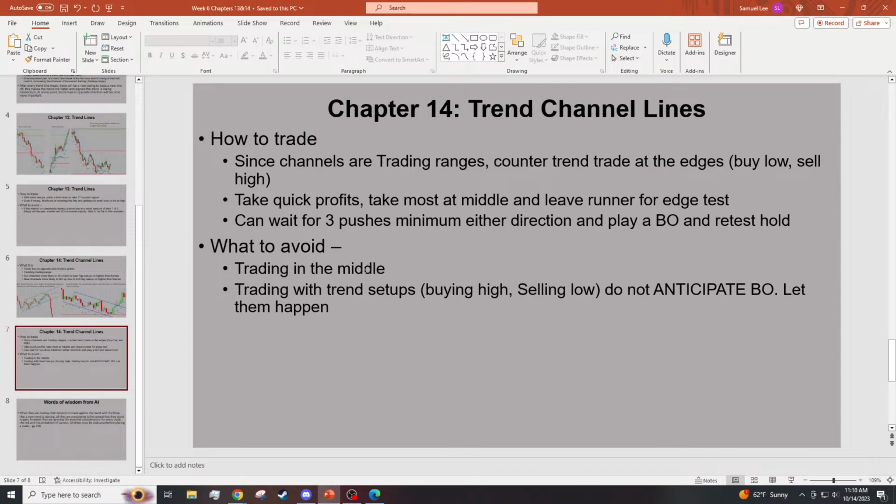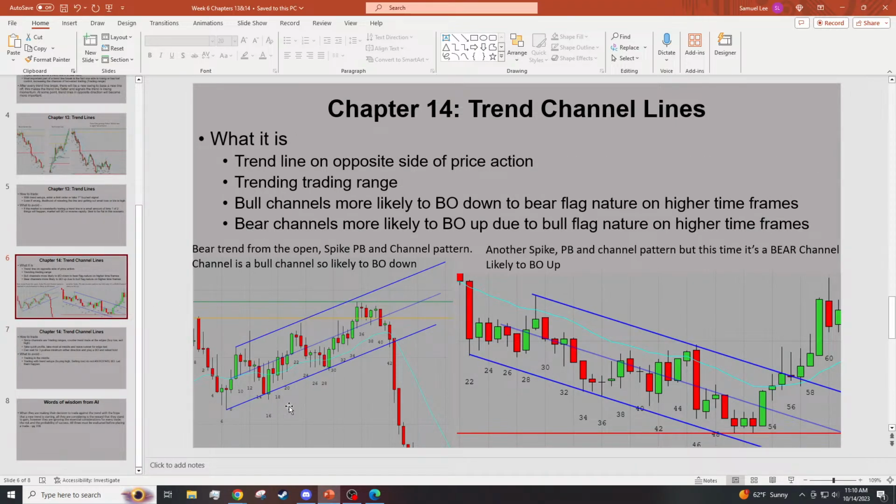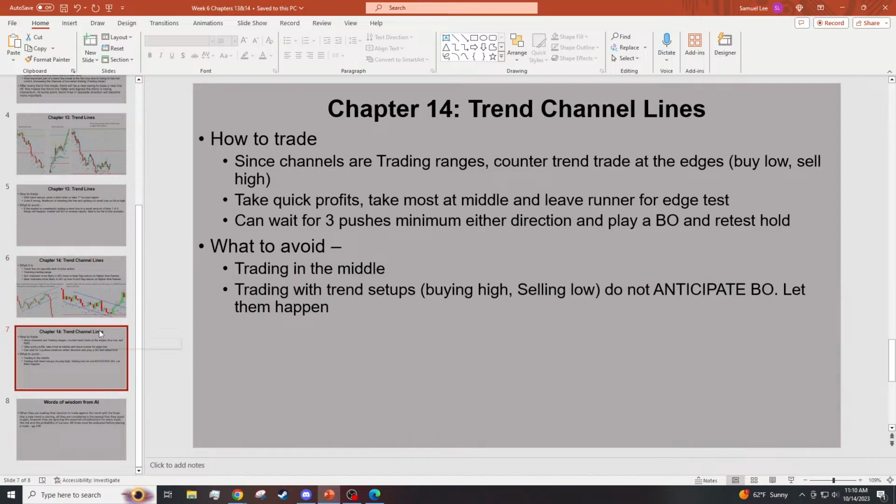What do you want to avoid? Trading in the middle and trading with trend setups, buying high, selling low, and anticipating the breakout. So maybe you don't want to sell low and buy high, right? You don't want to sell below 14, 15 here, and you don't want to buy above 20, 21, because the likelihood of you being trapped is very high, because even though the channel is trending, it's a trending trading range. So the trading range rules still apply. And if you're not good at trading ranges, then don't do it. You don't have to do it. Just because it's there doesn't mean you have to do it.